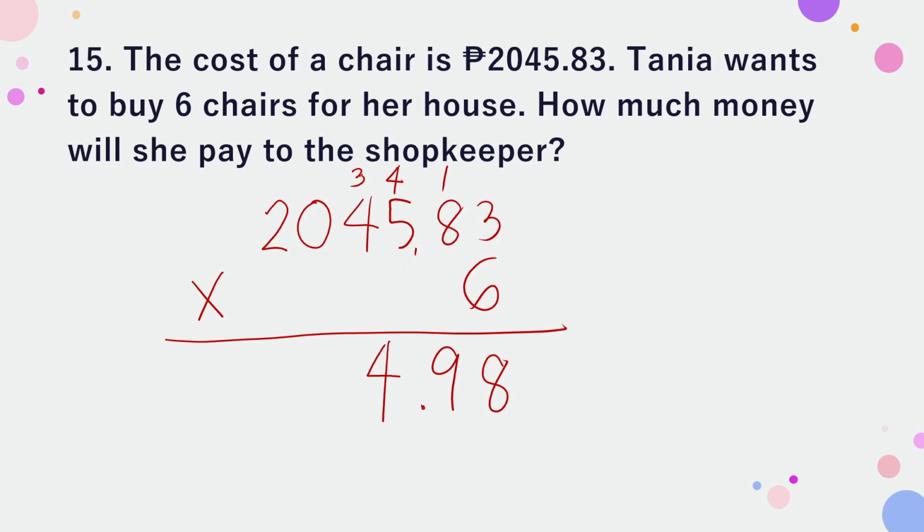6 times 4 plus 3, 27. 6 times 0 plus 2, 2. 6 times 2, 12. So, dapat ang bayranan ni Tanya is 12,274.98 pesos. Is this clear, by the way?